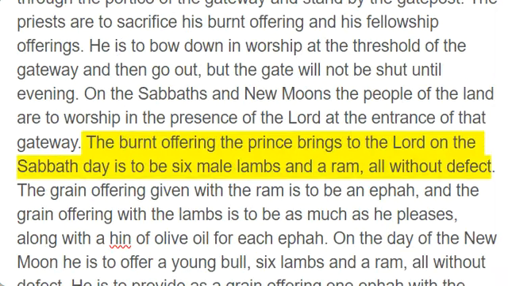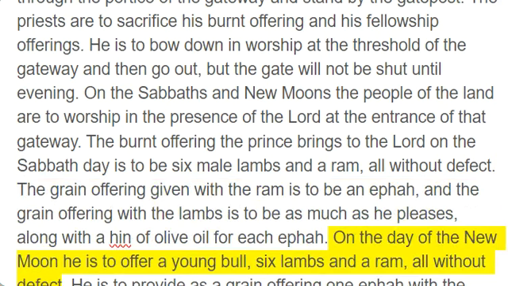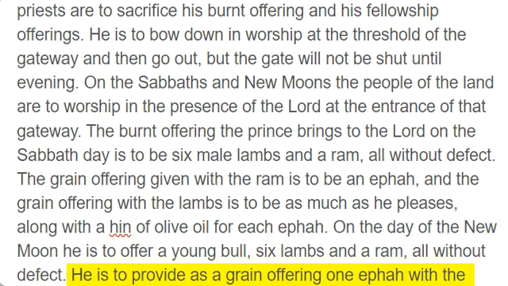The burnt offering the prince brings to the Lord on the Sabbath day is to be 6 male lambs and a ram, all without defect. The grain offering given with the ram is to be an ephah, and the grain offering with the lambs is to be as much as he pleases, along with a hin of olive oil for each ephah. On the day of the new moon he is to offer a young bull, 6 lambs, and a ram, all without defect. He is to provide as a grain offering 1 ephah with the bull, 1 ephah with the ram, and with the lambs as much as he wants to give, along with a hin of oil for each ephah.